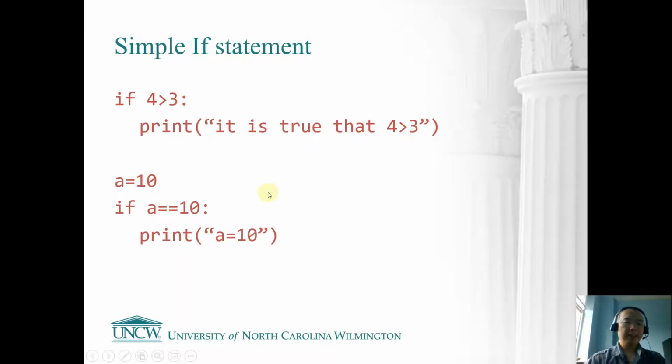The next example: a equals 10, so that's a new variable, and then if a equals 10, we will print a equals 10, and otherwise we do nothing.